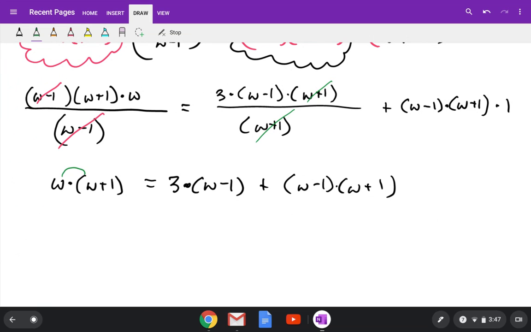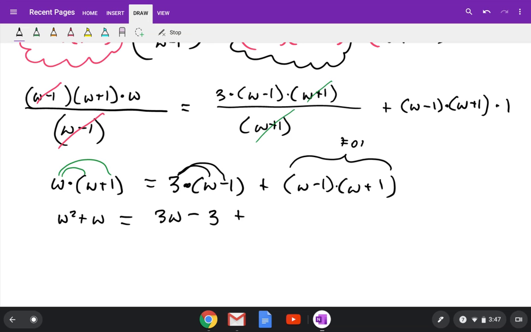So I'm going to distribute w to both. So we have w times w, which is w squared, plus w times 1, which is w, equal 3 times w, which is 3w, 3 times negative 1, which is negative 3, plus, and here just FOIL, multiply each by each. So w times w is w squared, w times 1 is w, 1 times negative 1 is negative w, and 1 times negative 1 is negative 1.